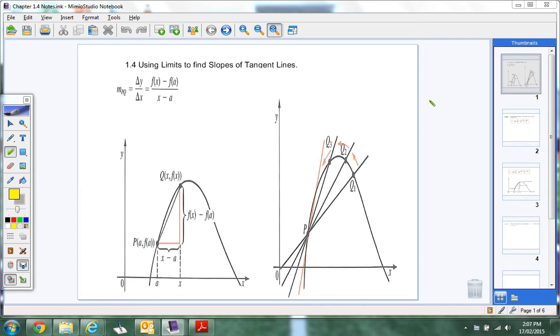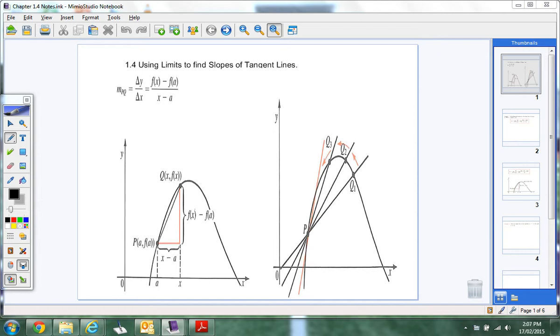So this is Unit 1, Chapter 1.4, for using limits to find the slope of tangent lines. Let's just real quick, what does tangent mean? One point, right? It goes through one point on your graph. That's a tangent line. Okay?